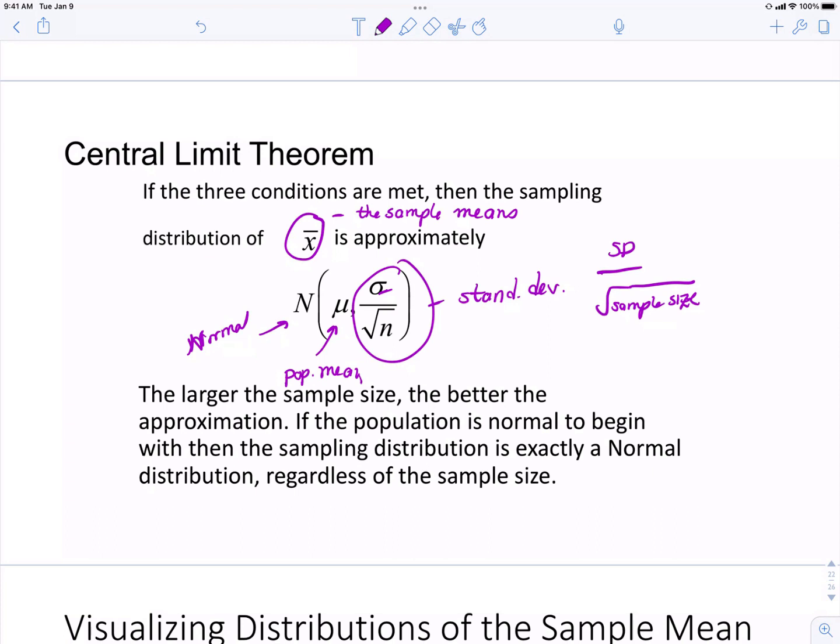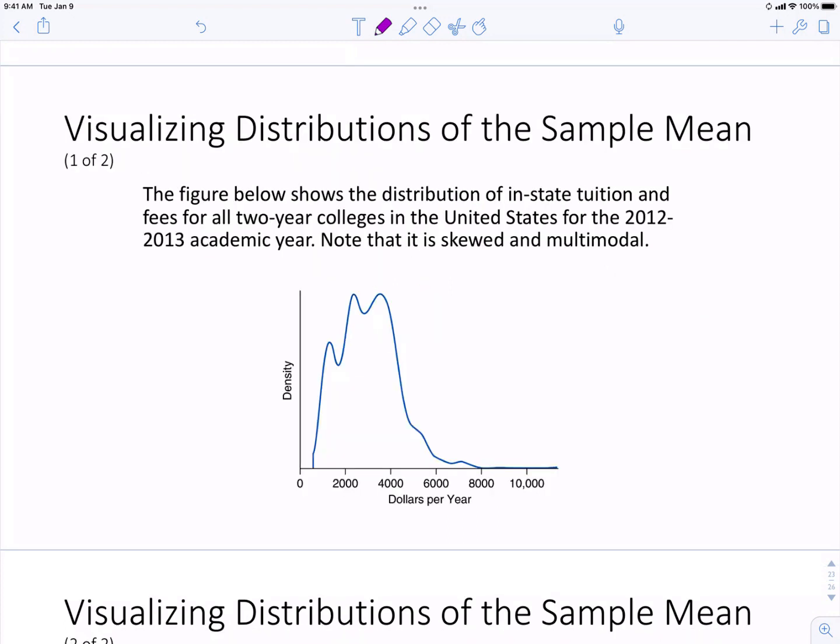But here's something that's really important. If the population is normal to begin with, then the sampling distribution will always be normal, regardless of the sample size. So let's take a look at a couple of examples. The first one is mostly a picture, and the second one will have a little more computation. So let's visualize the central limit theorem.